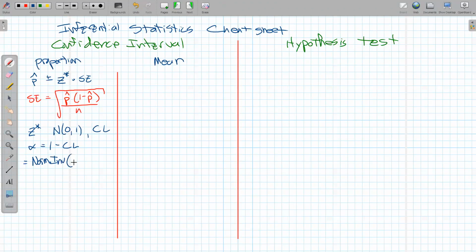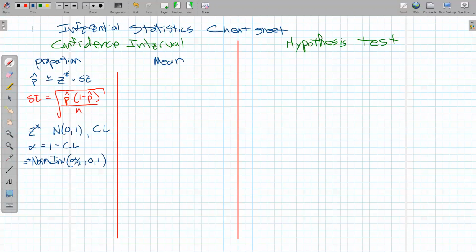And for the norm inverse, it wants to know what is the left tail probability. So it'd be alpha over 2. And then we want to tell it 0, 1 for the mean and the standard deviation because we're looking for a z-score there. Now, if we're talking about the left tail, it's going to give me a negative number. So I usually take the opposite of that, so I turn it into a positive number for my formula up here.